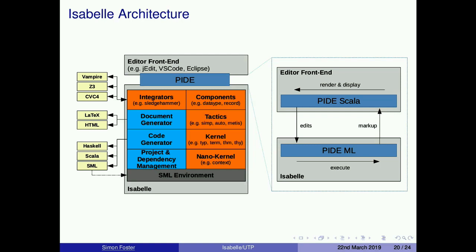And one of the most famous integrators is a tool called Sledgehammer. Sledgehammer allows you to make use of external automated reasoning tools, so things like the Z3 SMT solver, CVC4, Vampire, E, a variety of automated first-order theorem provers that we can make use of within Isabelle.